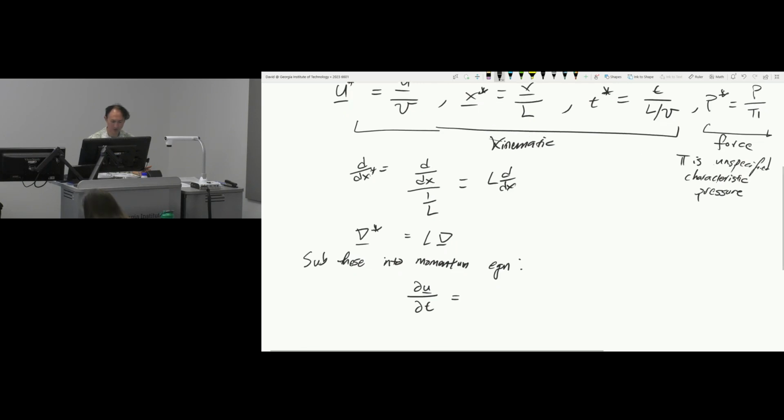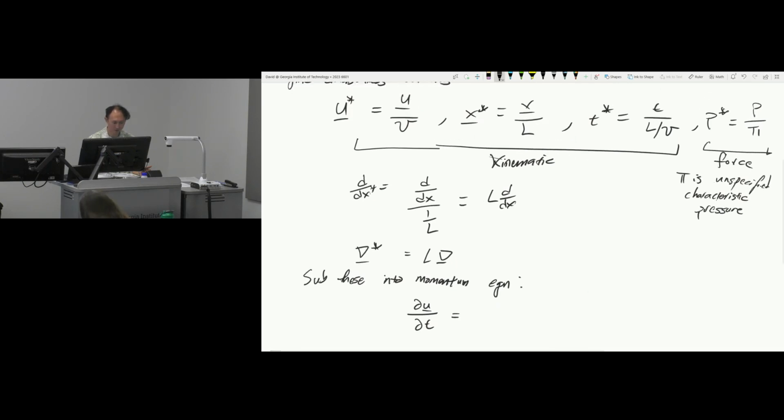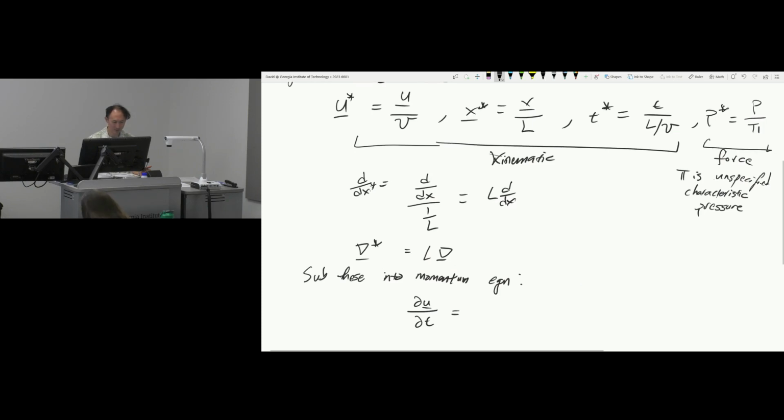So basically, what you want to do is, for every variable, substitute the new one. So for example, u will be V u star, right? And t, I'm going to do t star L over V. So I'm going to get V squared over L times du star dt star.